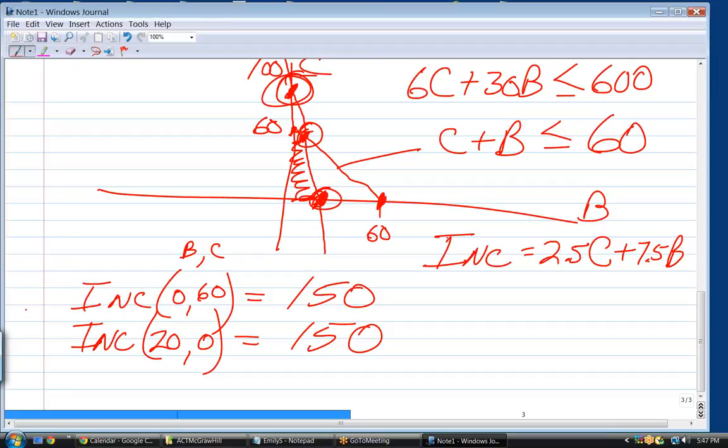This is all cars, no buses, this is all buses, no cars. So they equal the same thing. So you could have all buses or all cars, and you'd get $150. There's one other point we have to examine, and that's that point right there, which is where those two lines meet.